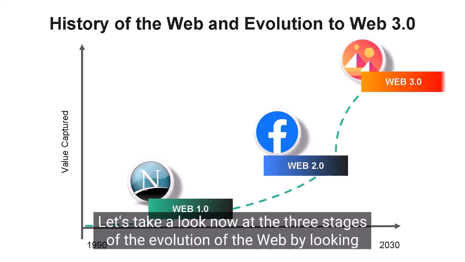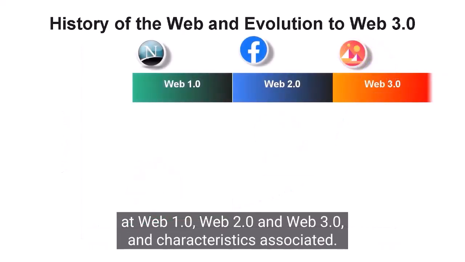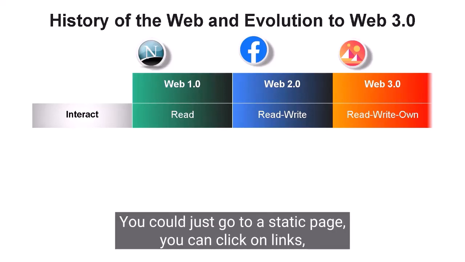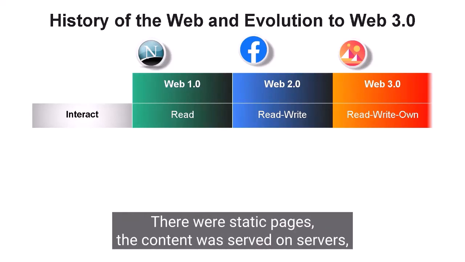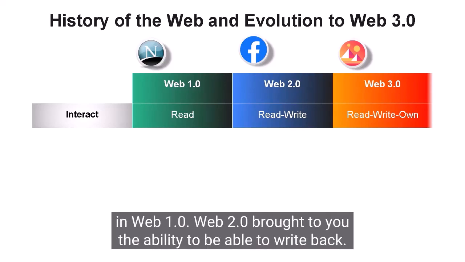Let's take a look now at the 3 stages of the evolution of the web by looking at Web 1.0, Web 2.0, and Web 3.0 and characteristics associated. For starters, how you interact with the web in Web 1.0 involved reading. You could just go to a static page, you can click on links, you can move around and look at things, but you really couldn't do much. There were static pages, the content was served on the server's file system, and you didn't really have that much activity that you could do in Web 1.0.